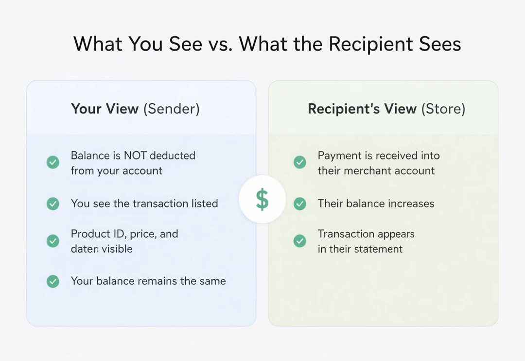Here's an interesting distinction. From the sender's perspective, that is your account, the balance is not actually deducted. You can see the transaction in your history with all the details like product ID, price, and date, but your own balance stays the same. The difference is that the recipient's merchant account receives the funds, so the transaction is recorded on both sides, but the money movement only affects the recipient's balance. This is important to understand when you're testing or verifying payments. Don't be confused if your own balance doesn't change.